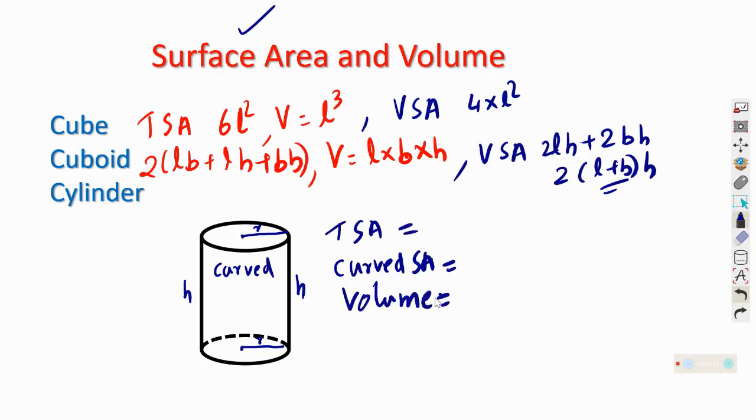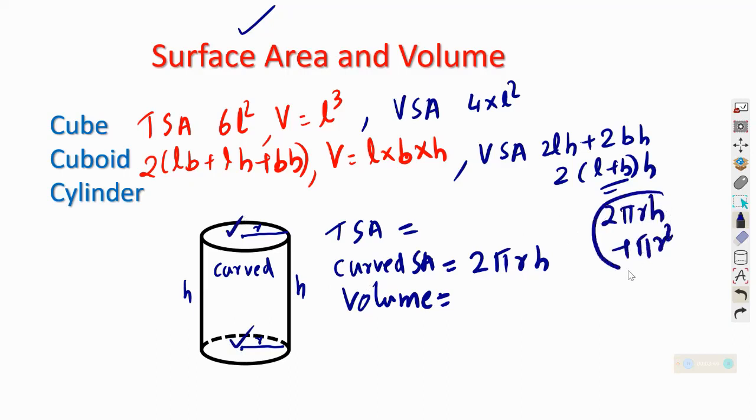I am repeating it because we have a long way to go. In the case of a cylinder, the curved surface area is this curved area. Last year you found that the curved surface area can be calculated by 2 pi r h. And then you studied that curved surface area plus top and bottom gives 2 pi r h plus pi r square.